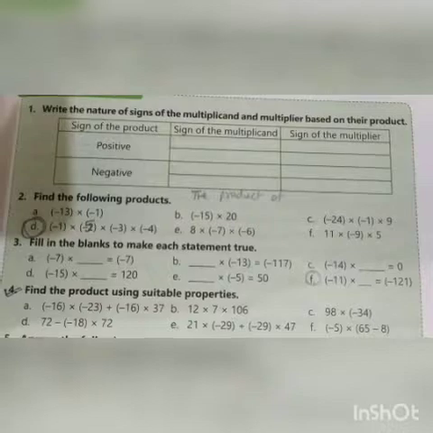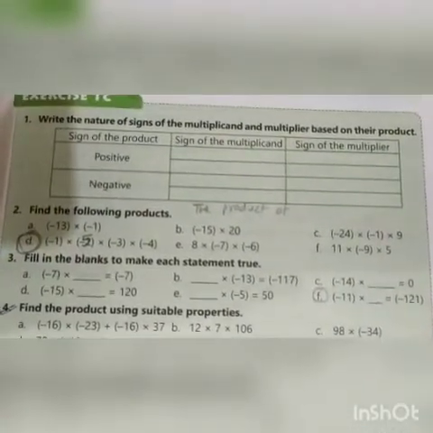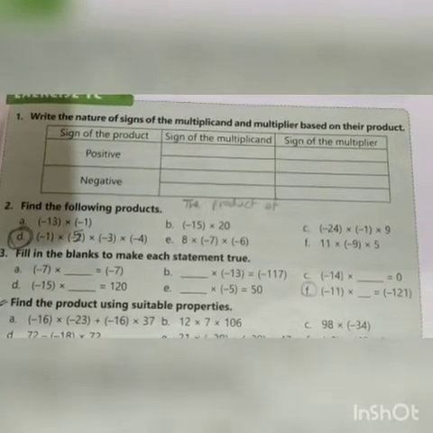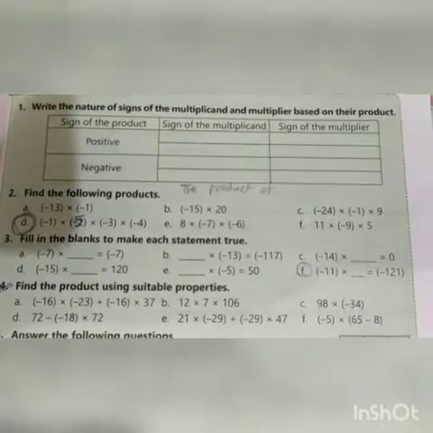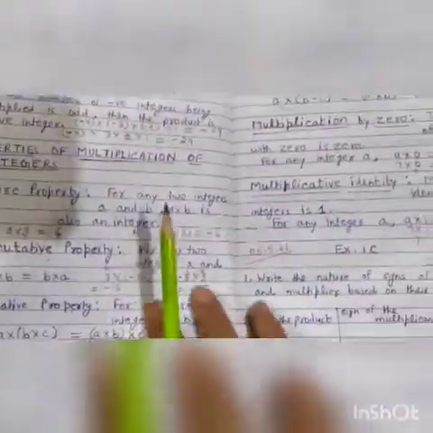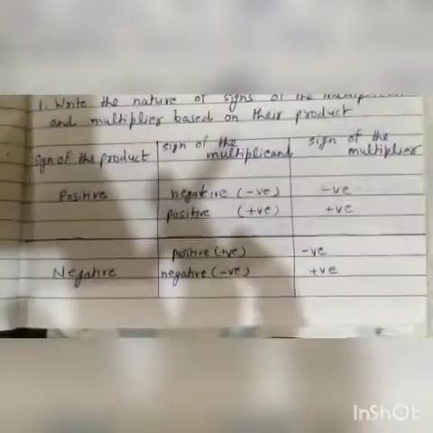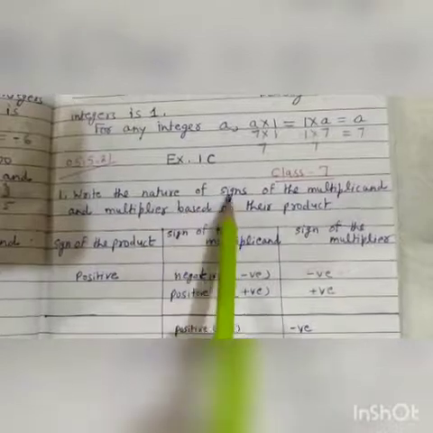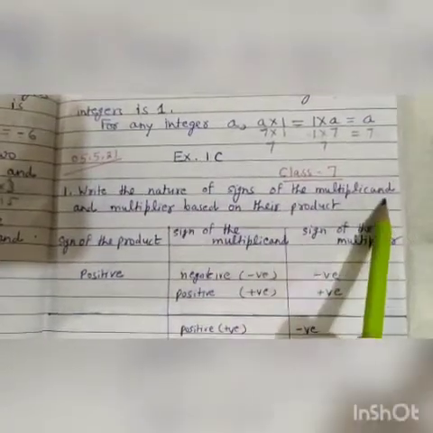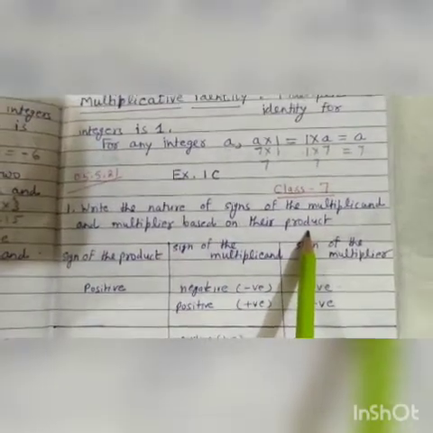So let us start. Again students, I have written all this exercise 1C in my register. If some students do not have the book, no problem, they can do it from the video. So let us start. See here. Our first question is, write the nature of signs of the multiplicand and multiplier based on their product.